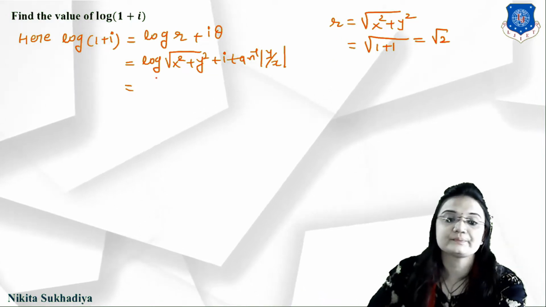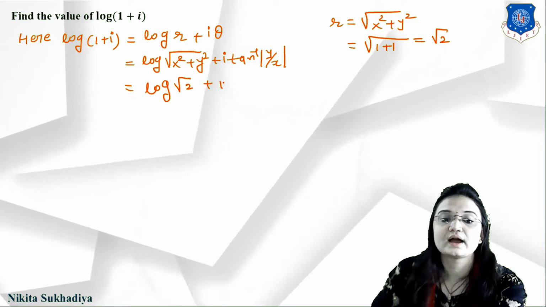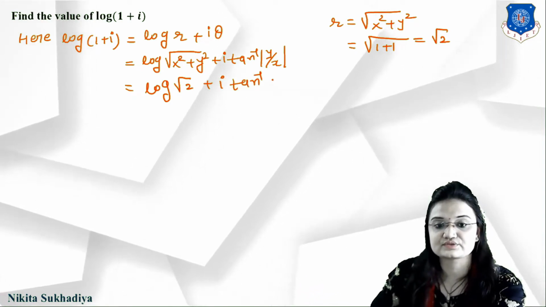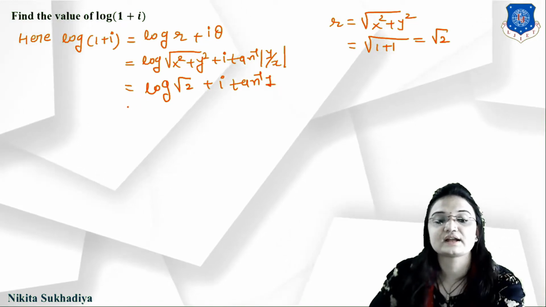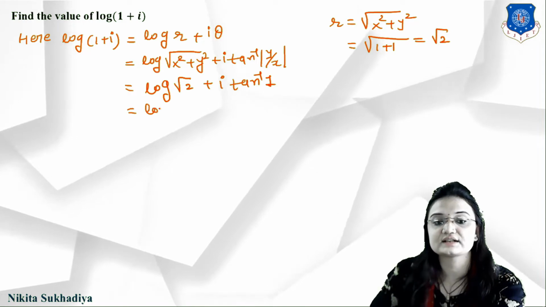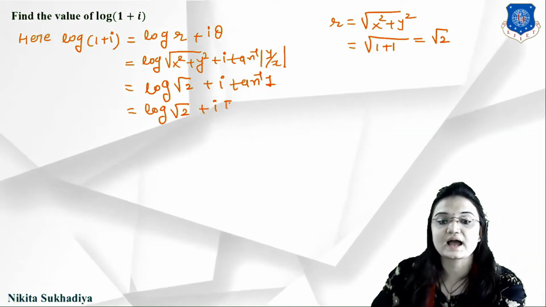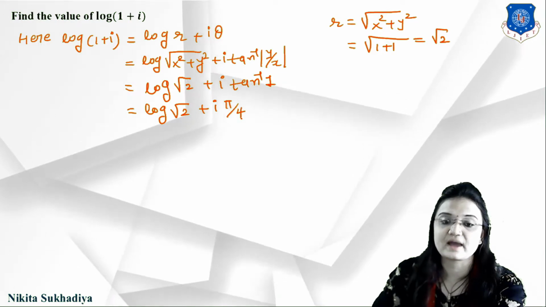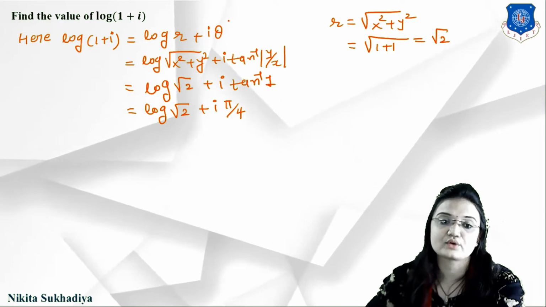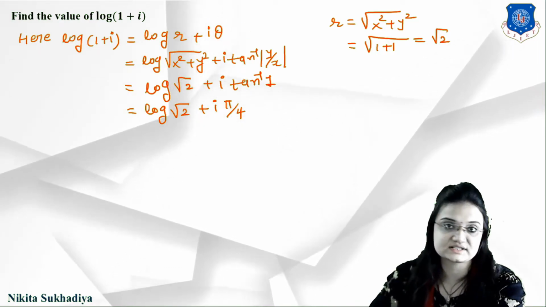And theta: so this is logarithm of under root of 2 plus i tan inverse y by x. Here y is 1 and x is also 1, so this becomes tan inverse 1. So our final answer is logarithm of under root of 2 plus i tan inverse 1, that is pi by 4. This one is our final representation, the value of logarithm of 1 plus i.